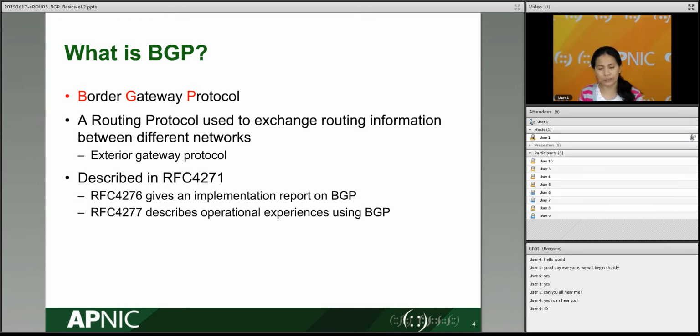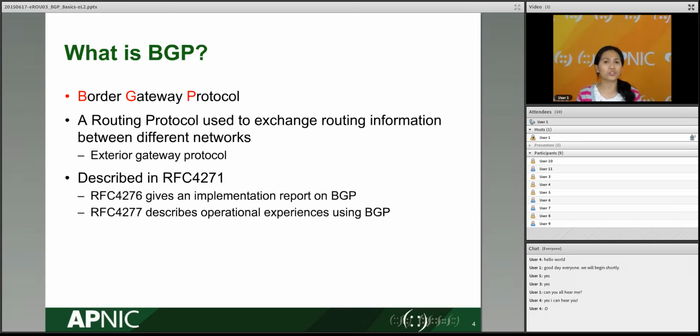So if you look at the RFC, when you look at the RFC 4271, it contains the BGP4 specifications. It says there that BGP is an inter-autonomous system routing protocol. So you must understand what's an autonomous system, okay, to be able to understand BGP as a whole.